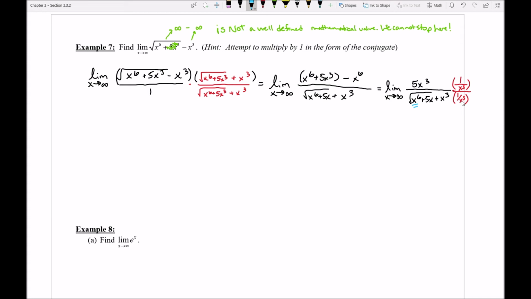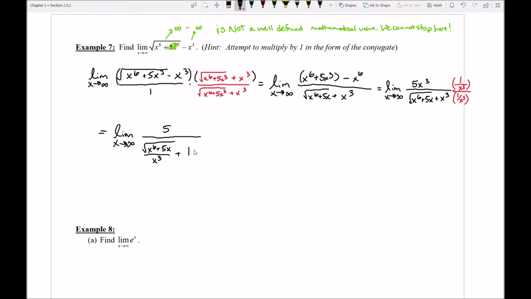So that's why I'm going with x to the power of 3. So if I was to go ahead and do this, I can see that what I'm going to end up with now is a limit as x approaches infinity. And in the numerator, I'm going to simplify down to just the number 5. In the denominator, I'm going to end up with an x to the 6th plus a 5x in the radical. That's going to be divided by x to the 3rd, so that's kind of crappy. But then I just get a plus 1.